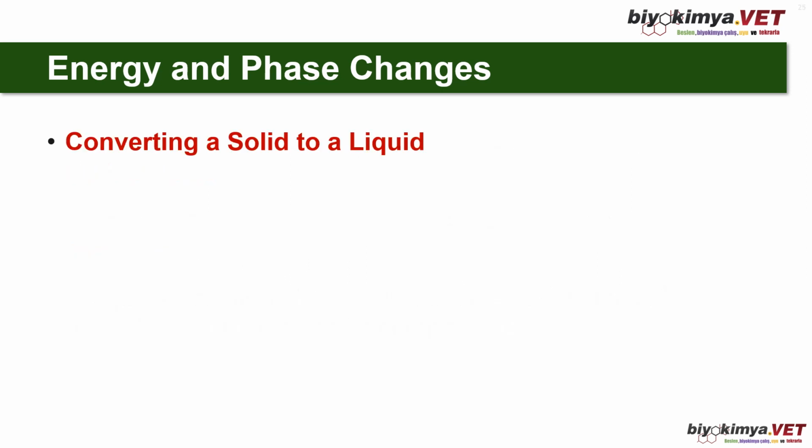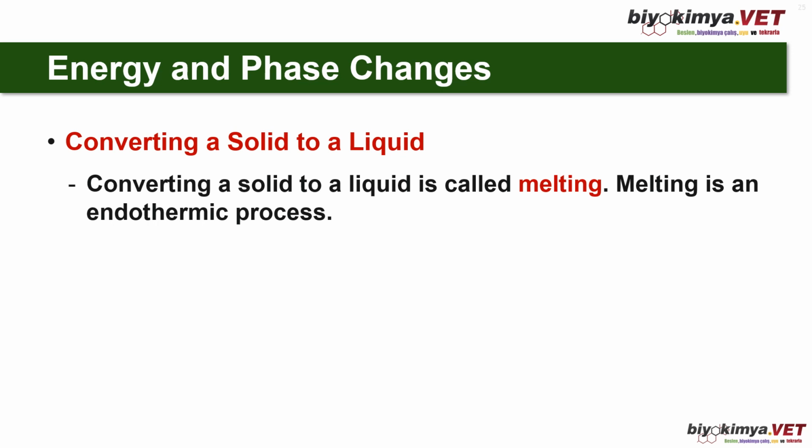Converting a solid to a liquid is called melting. Melting is an endothermic process. Melting is a phase change because the highly organized water molecules in the solid phase become more disorganized in the liquid phase, but the chemical bonds do not change. Each water molecule is composed of two oxygen-hydrogen bonds in both the solid and the liquid phases. Energy must be absorbed to overcome some of the attractive forces that hold the organized solid molecules together to form the more random liquid phase.